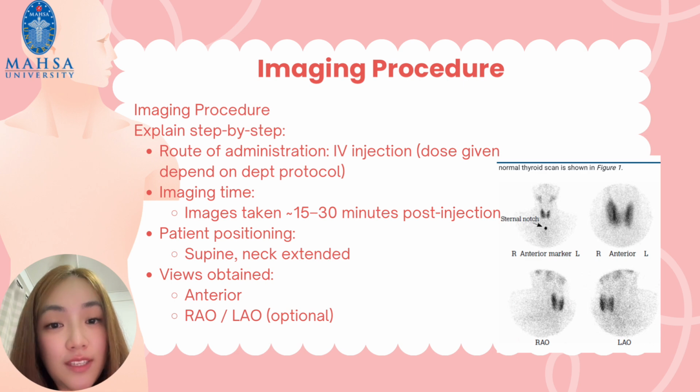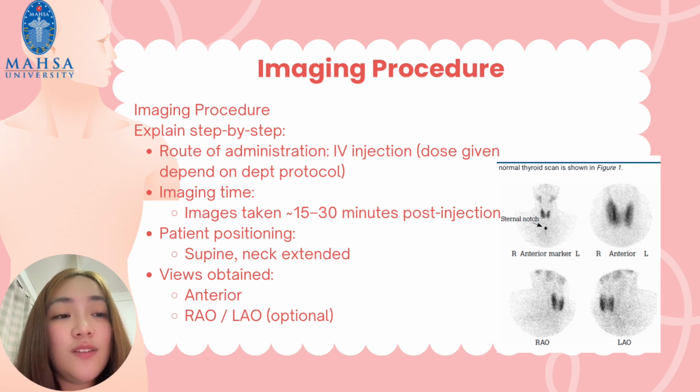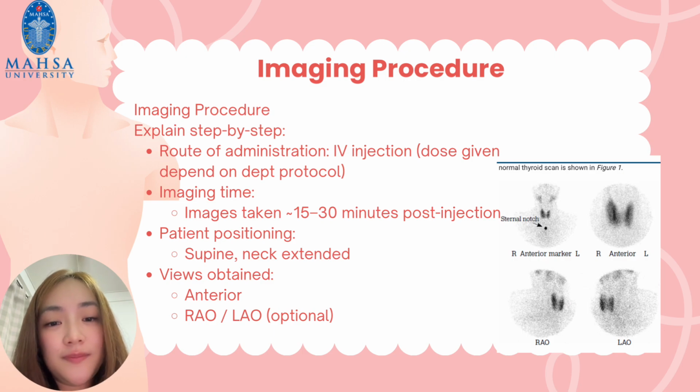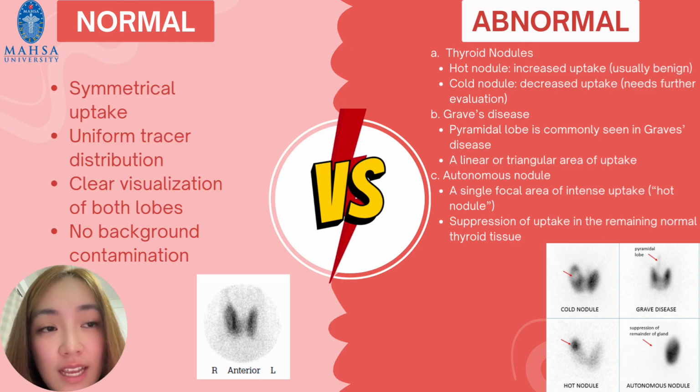Next is the imaging procedure of the thyroid scan in nuclear medicine. The route of administration is IV injection, and the dose given depends on the department protocol. For imaging time, images will be taken between 15 to 30 minutes post injection, and the patient must lie down supine with the neck extended, and the views obtained are anterior, RAO or LAO, optional. So next, we are going to discuss the normal versus abnormal appearance of the thyroid scan.